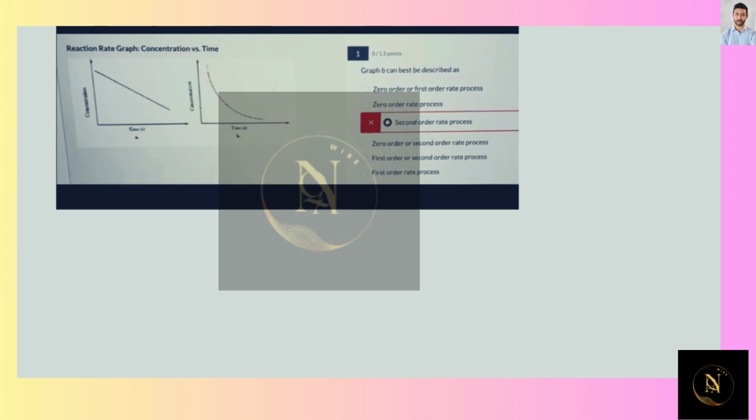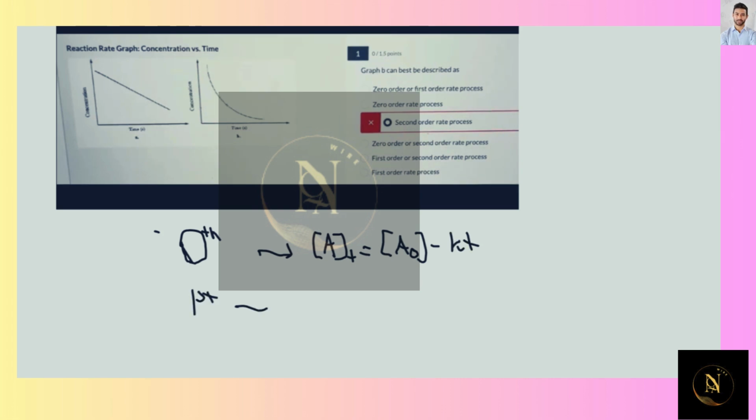Hi, so over here, before answering the question, let's do a reminder on zero order and first order reactions. For a zero order reaction, the rate is going to be given by zero order. We're going to know that the concentration of a certain species as a function of time is going to be equal to the initial concentration minus kt.